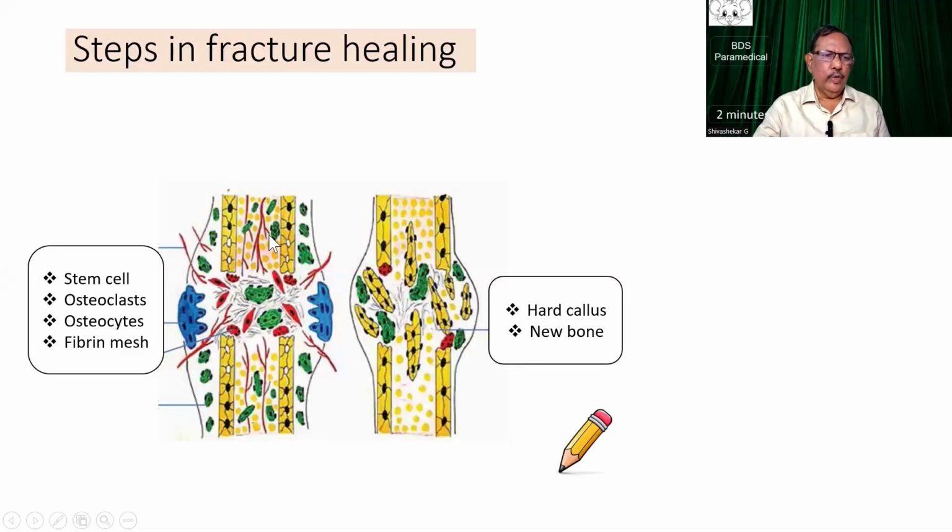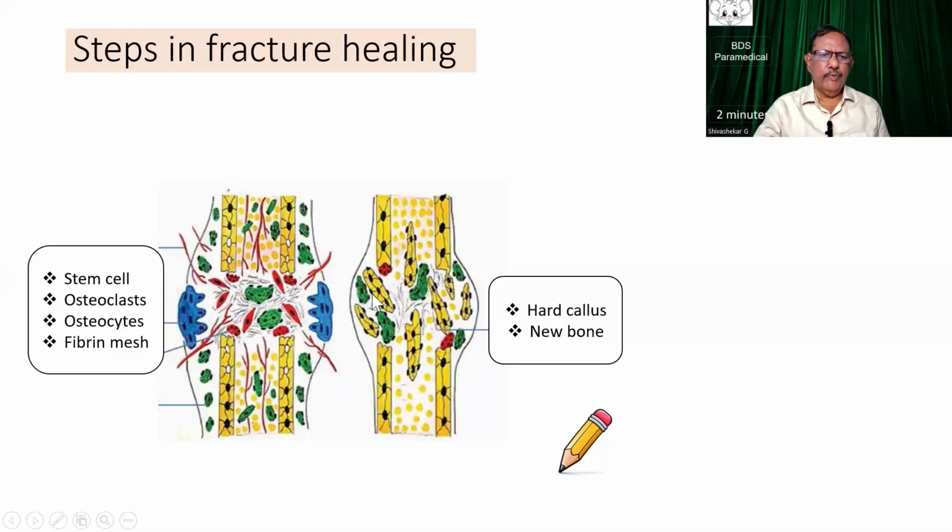And in this one, you find that the red ones are the osteoclasts or the giant cells which will be removing the unwanted dead bone. And the new bone is being formed by means of the osteoblasts. Also, there are other cells such as the stem cells which will help in the formation of the bone.